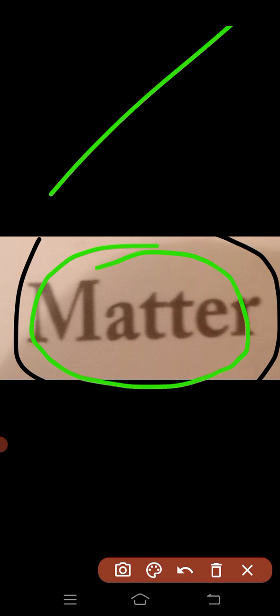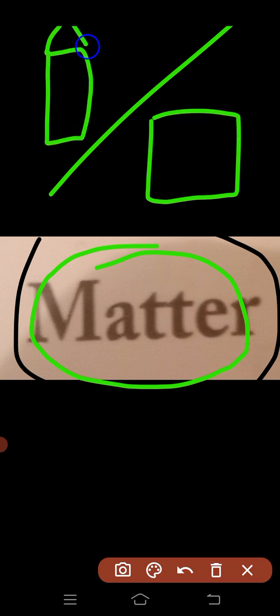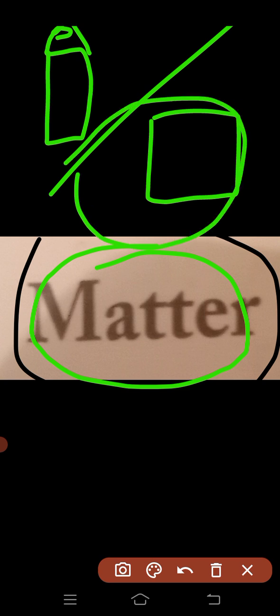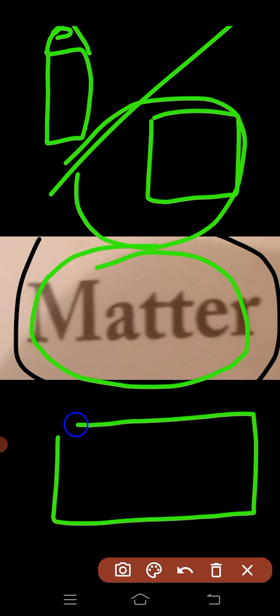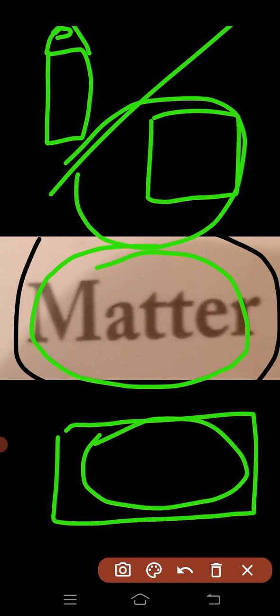Matter can be anything. It can be either a book or a pencil. It can be anything, but it should take some space. You can see that here I'm having some space. So it should take some of that space and it should have mass. What is the meaning of mass? It should have some weight.